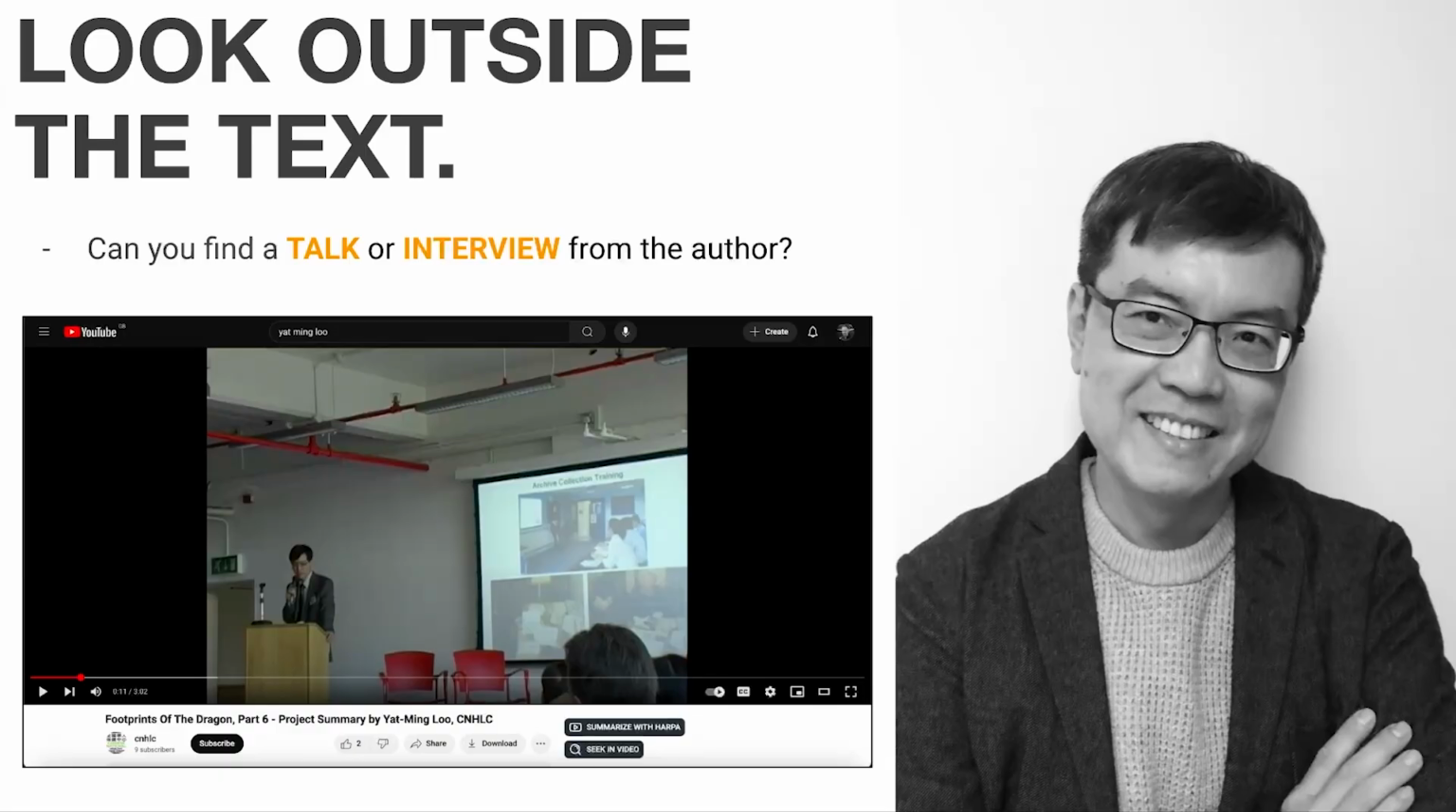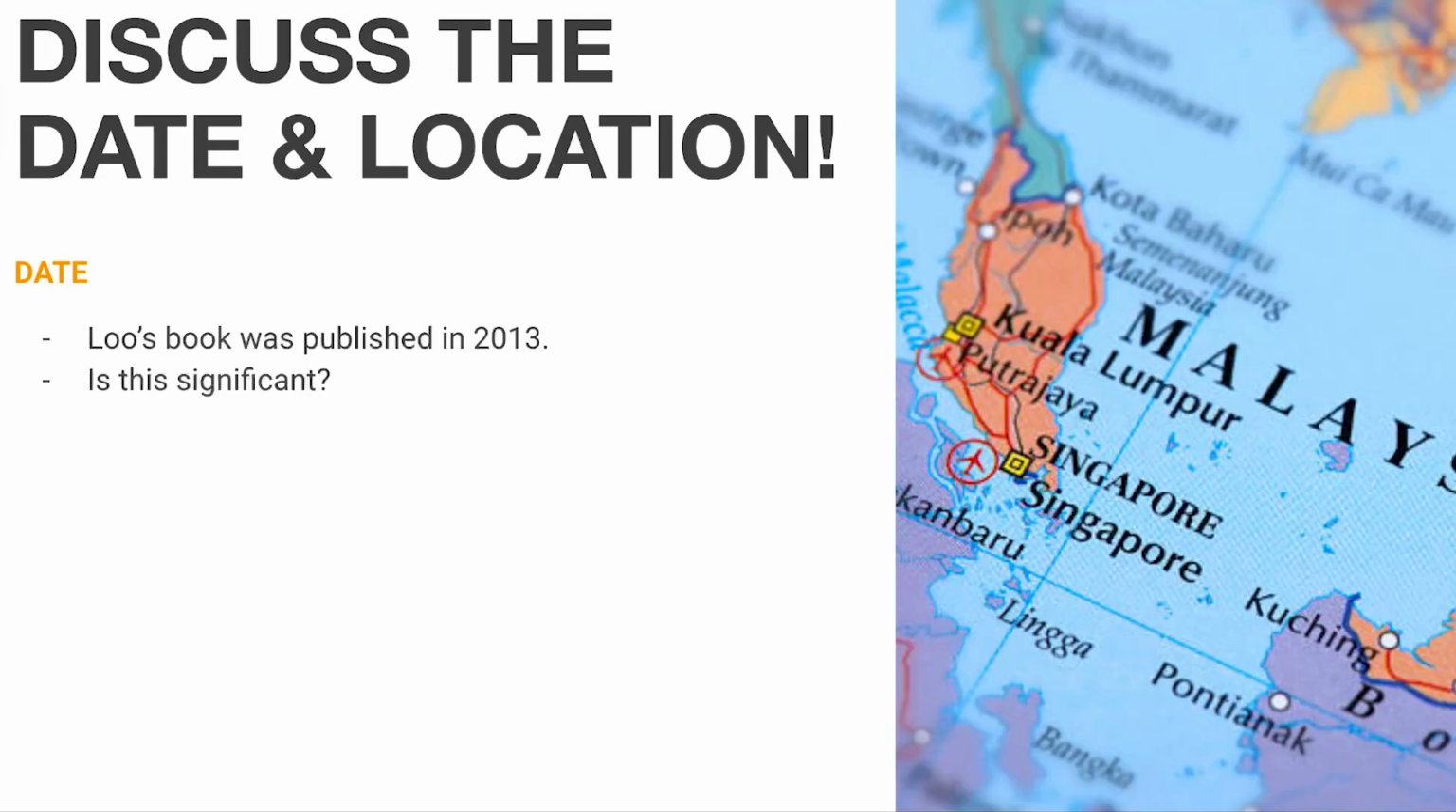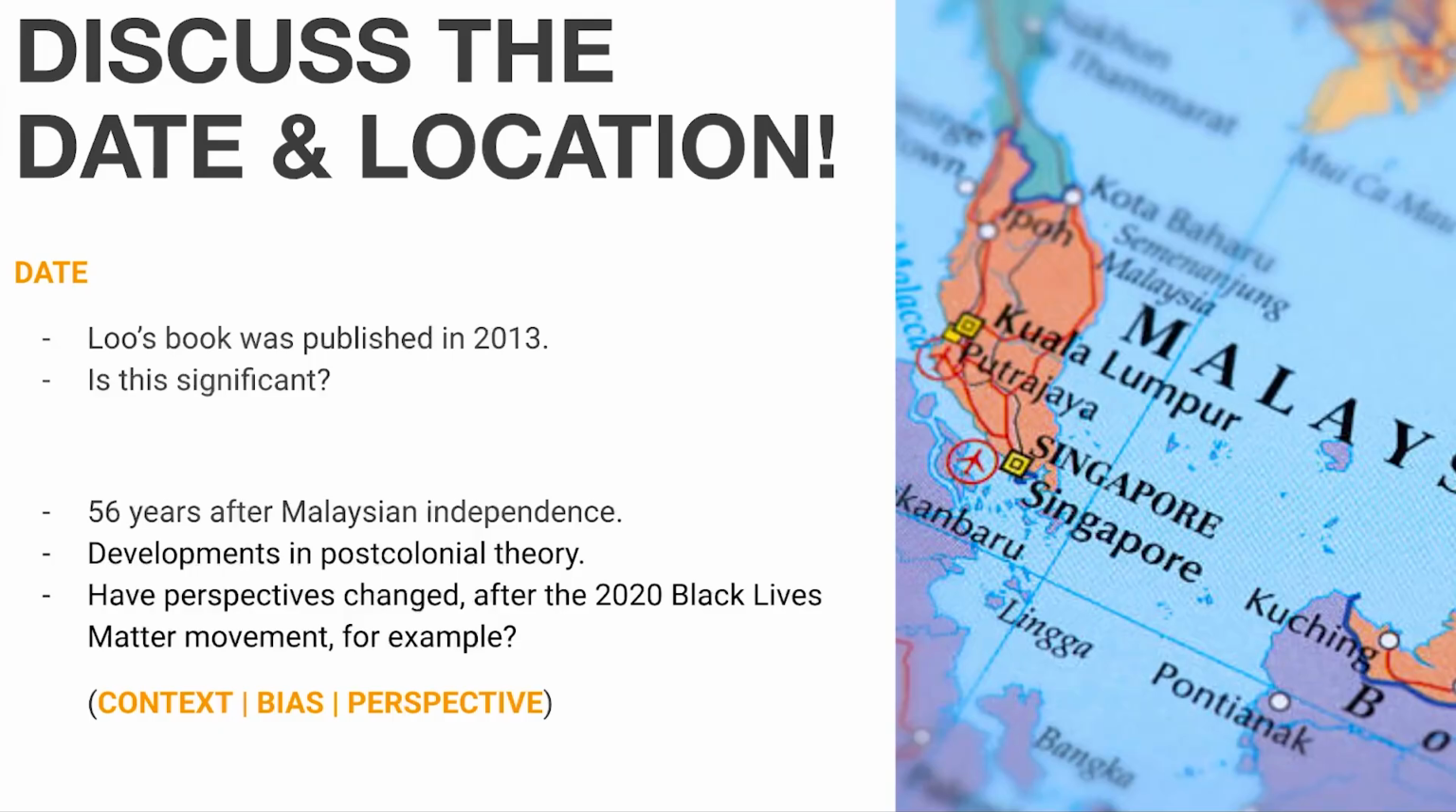Can you find a talk or interview from the author? Yes, we can. So if you search on Google or you search on YouTube, you can find that there is at least one talk here that it may be useful for you to watch and gain more information from. Now, to discuss the date and location. Liu's book was published in 2013. You have to ask yourself, is this a significant date? Well, it's 56 years after Malaysian independence, which is one of the key themes of the book as a whole and also in the reading we're doing.